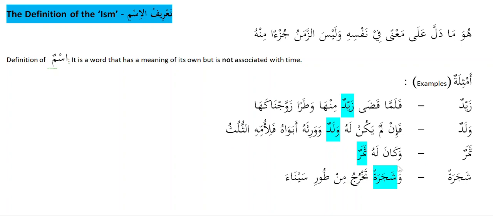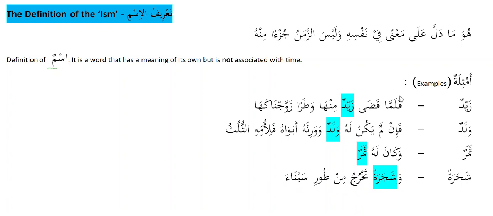Thamarun. Wakana lahu thamarun. And he had fruits. This is actually part of a story about two men. One of them was wealthy and one was not. This is in Surah Al-Kahf. Shajaratan. Washajaratan takhruju min turi Sayna'a. And a tree that grows from the mountain of Sinai.